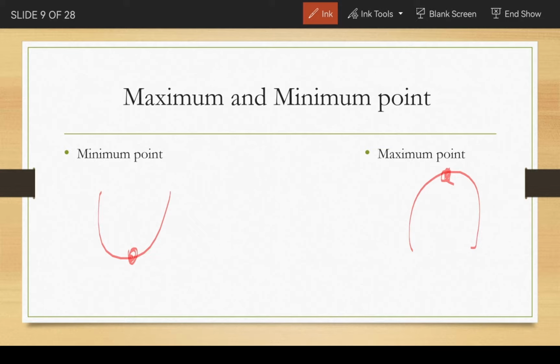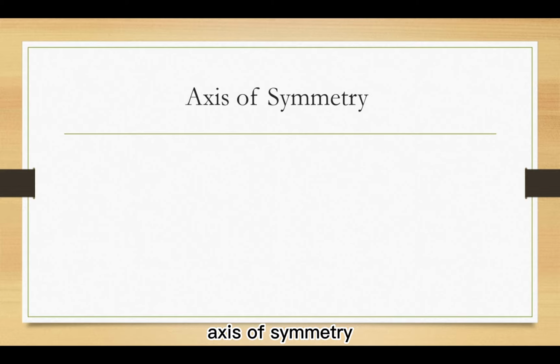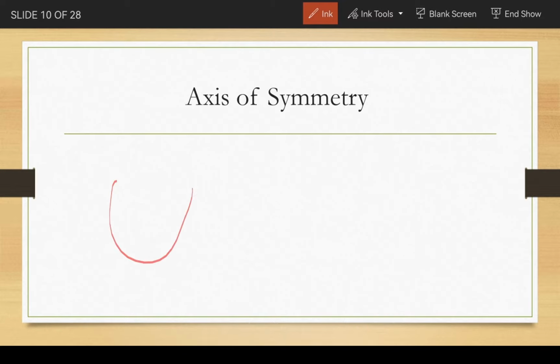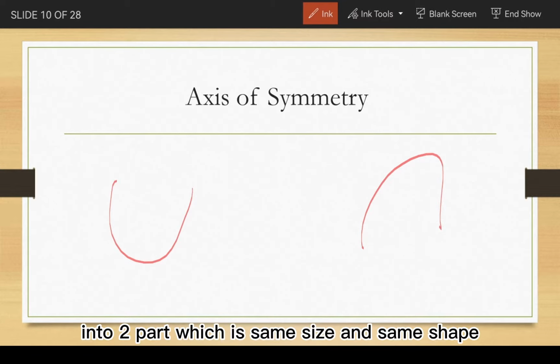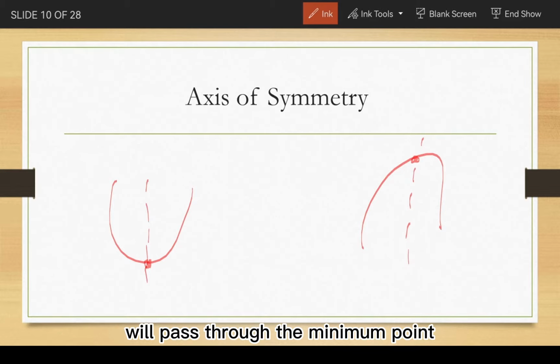So okay, let's proceed to another slide, which is the axis of symmetry. Okay, the axis of symmetry is a line that divides the graph into two parts of the same size and same shape, which looks like this. Sorry, a bit not nice. Therefore, the axis of symmetry will pass through the minimum point and the maximum point.